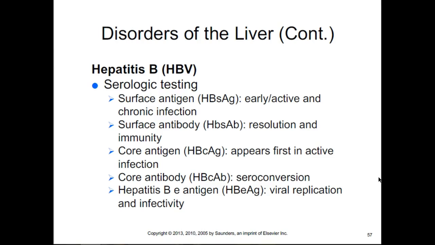The core antigen, HBcAg, appears first in active infection, and then core antibody, HBcAb, is going to be in seroconversion. And then hepatitis B E antigen also means viral replication and infectivity. So people who were exposed and have immunity are going to have the HBsAb antibody. People who were vaccinated will have the core antibody, I believe. Let me check on that, but pretty sure that's it.